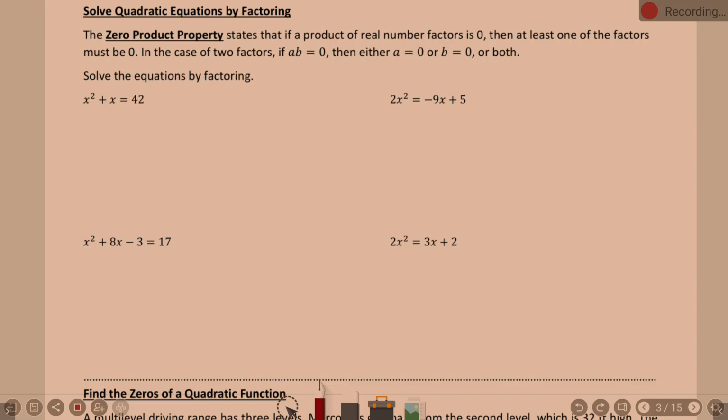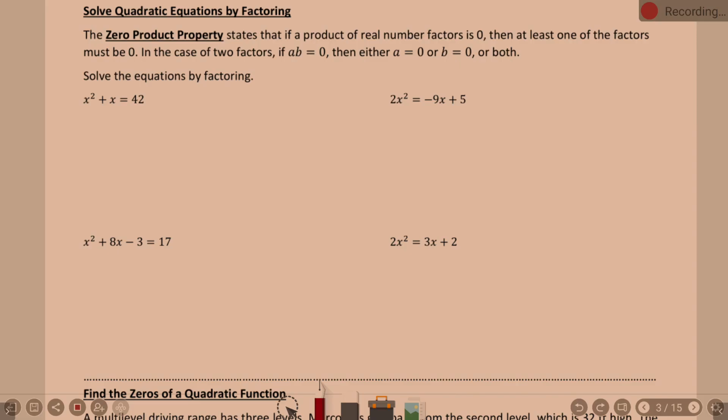What do we know about two things that multiply to equal 0? If two things multiply to equal 0, then one of them must be 0, yes? Because that's how we multiply to get 0. One of the numbers has to be 0. So for instance, if a times b equals 0, either a has to be 0 or b has to be 0.